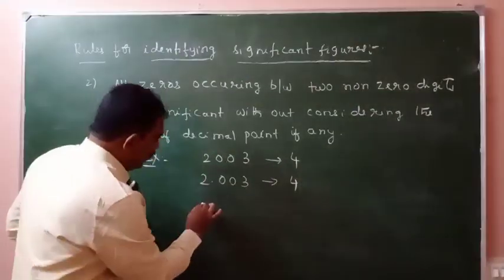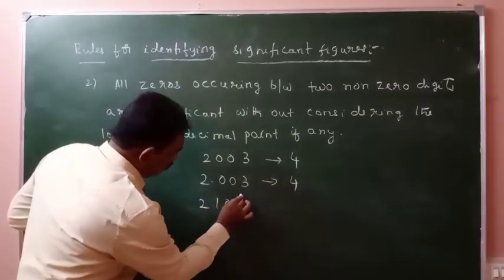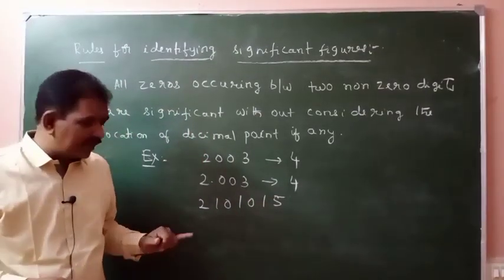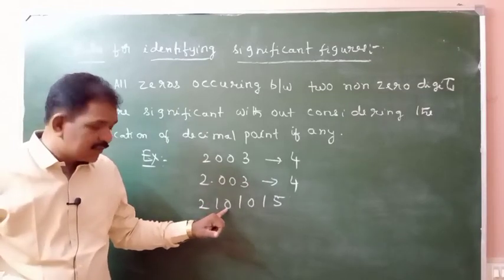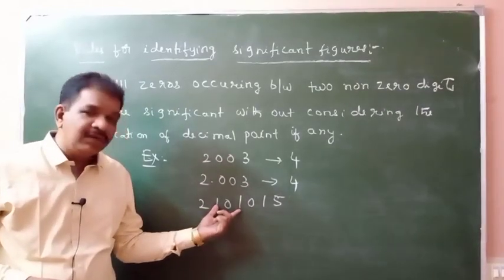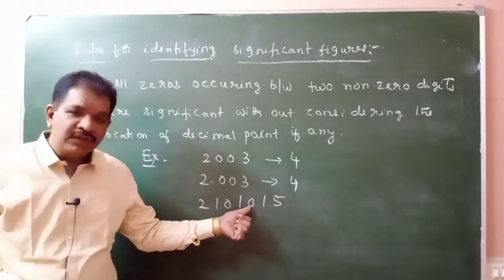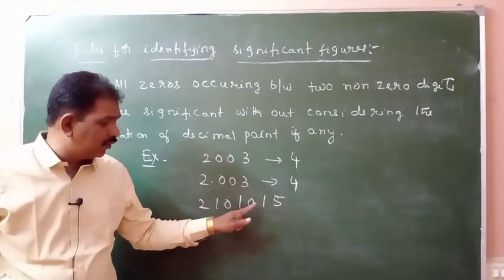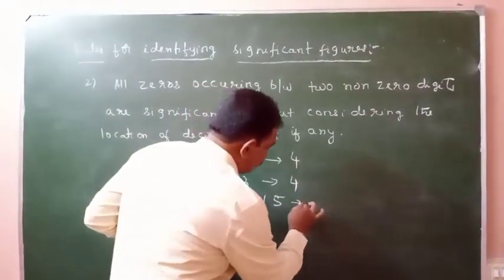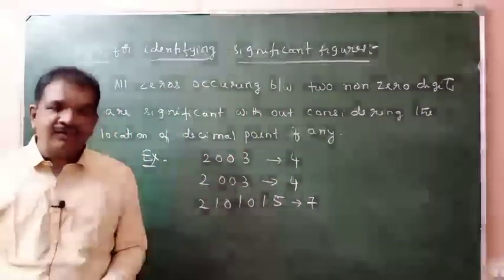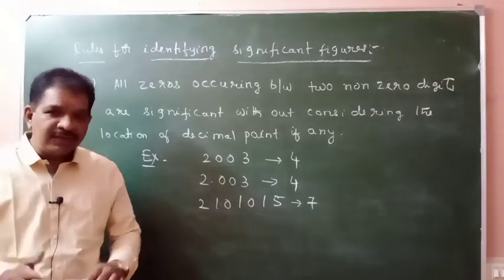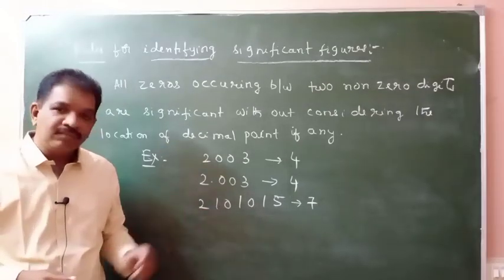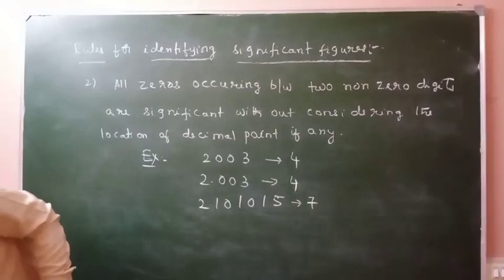For example, 210115. How many significant figures does this number have? 1, 2. This 0 is also significant because it is in between two non-zero digits. This 0 is also significant because it is in between two non-zero digits. So 1, 2, 3, 4, 5, 6, 7. This number will have 7 significant figures. So zeros occurring in between two non-zero digits will be significant. Okay. Next, what is the third one?